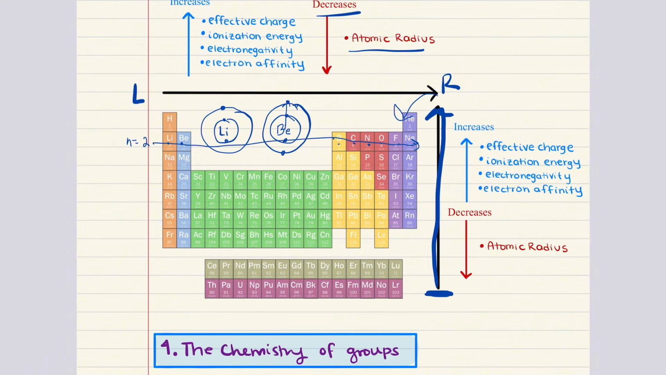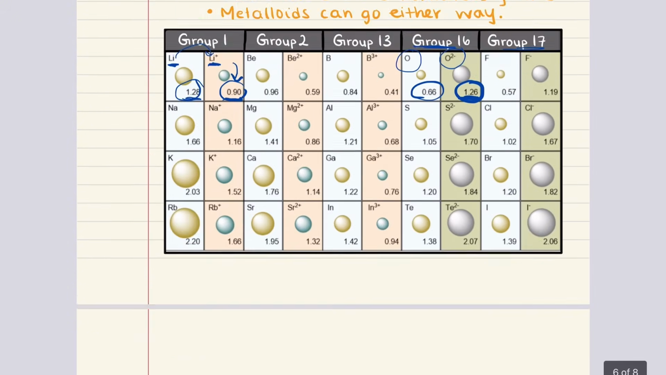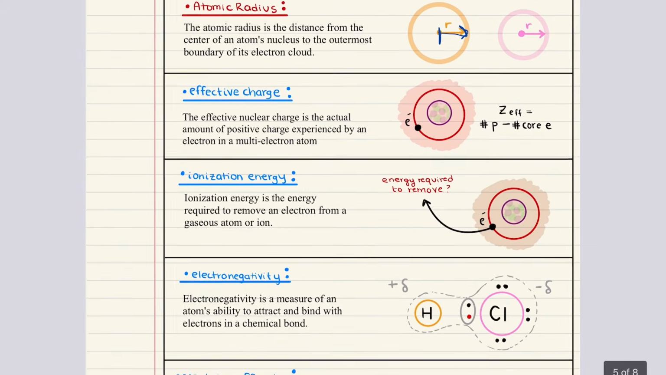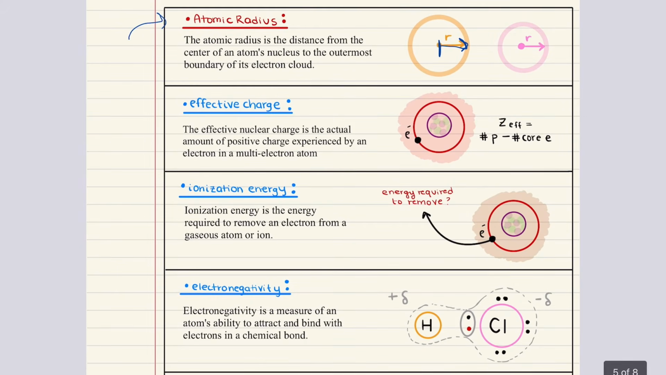With that, let's move into discussing, we're going to go back up to our table. We've made it past atomic radius. We even had a discussion on ionic radius. Let's move on to effective nuclear charge.